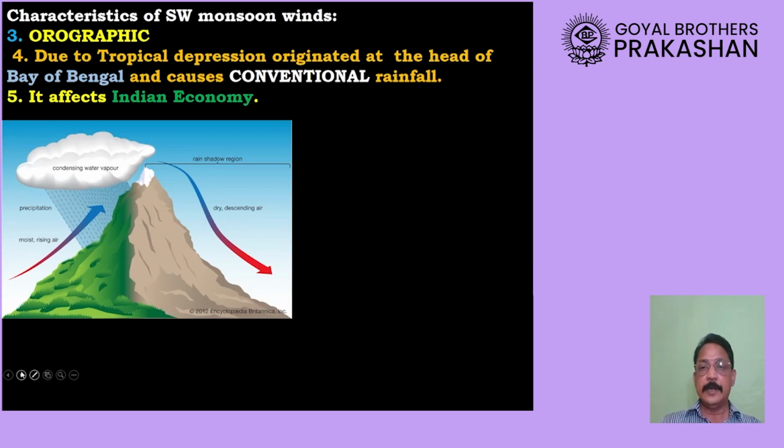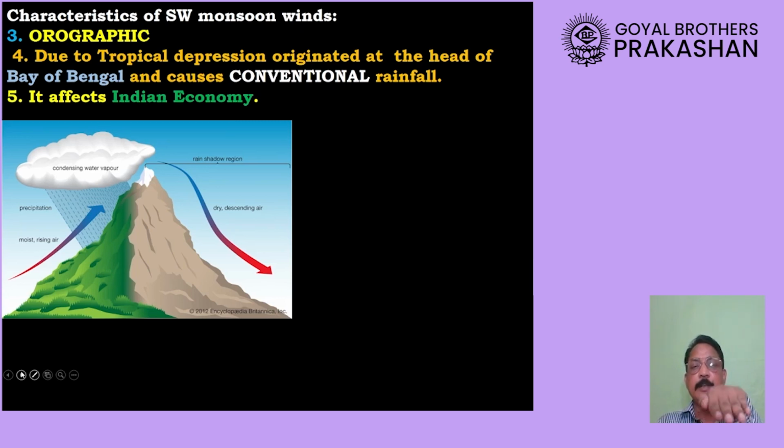Third important characteristic, this rainfall in India is orographic in nature. We have already seen the meaning of the word orographic: when the winds reach the mountain, the winds begin to rise upward. Those winds cool down and come down in the form of rain. We call it orographic rainfall. But we have also seen that some amount of rainfall occurs over the Bay of Bengal when the water gets heated, and then that water rises upward.